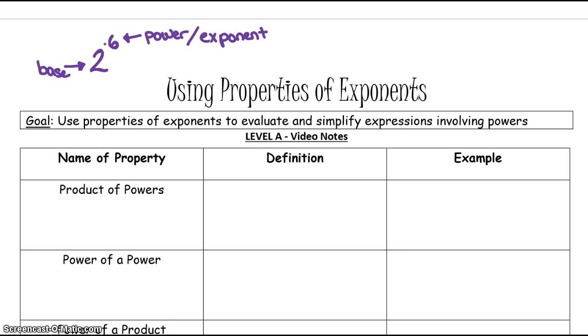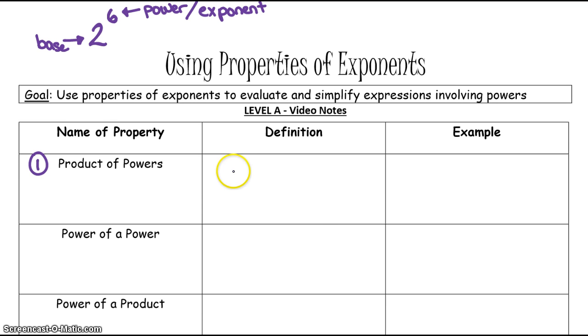Alright, let's go ahead and get started on the first property of exponents. The first property of exponents is called the product of powers. And according to the definition, a to the m power times a to the n power is the same as a to the m plus n power.